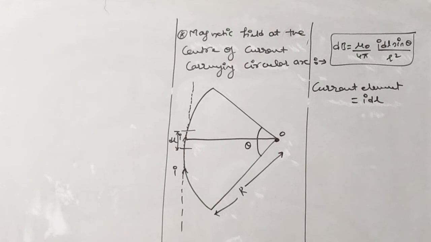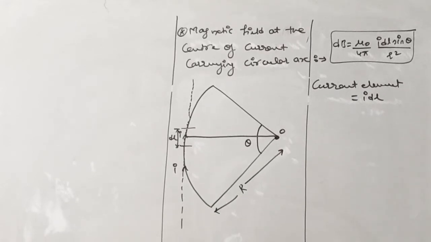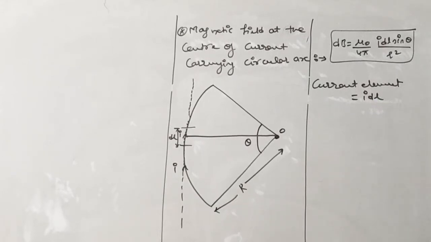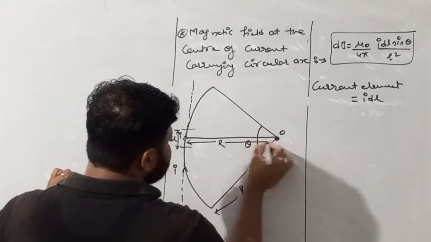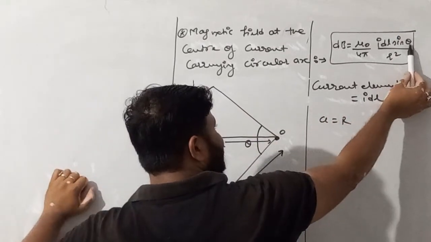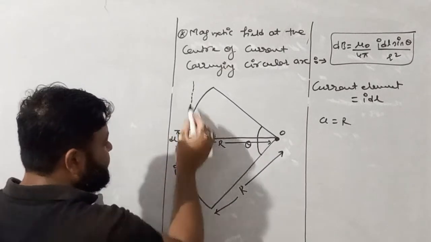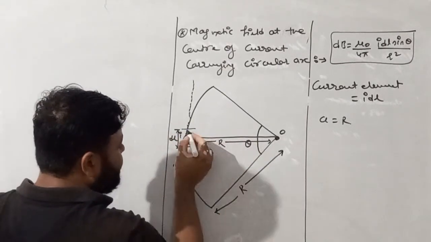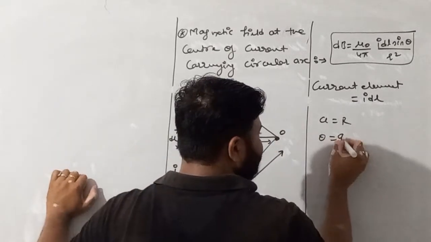So the value of A is also there. It is equal to radius. So instead of A we can write R. So this is the perpendicular distance which is equal to R. Now see, we have to get the angle as well. So this is the perpendicular distance, this is the current element, this is the tangent, this is perpendicular, or we can say normal. So the angle must be 90 degrees. So theta is 90 degrees.